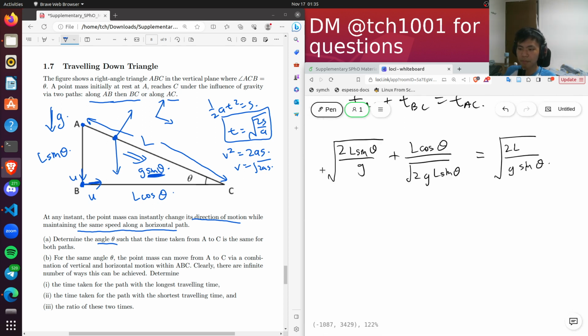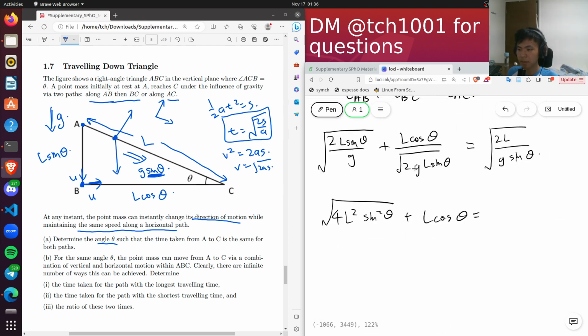So in order to do so, we can multiply both sides by the square root of 2gl sine theta, right? So yeah, if you do that, then we're gonna get 4L squared sine squared theta, square root, plus L cosine theta equals to, over here it's going to be multiplied by that.